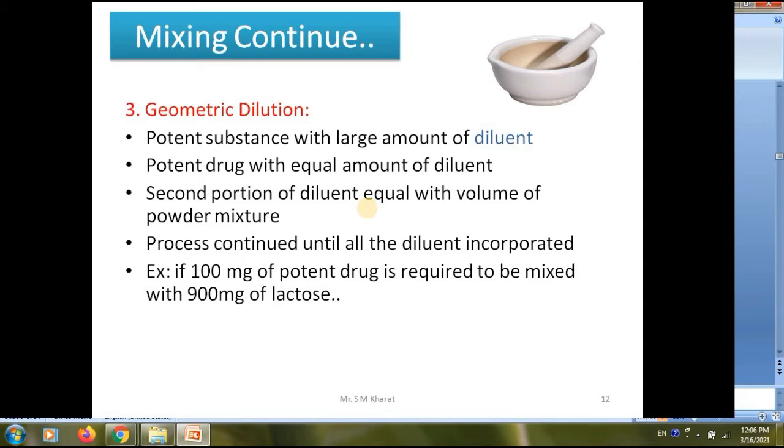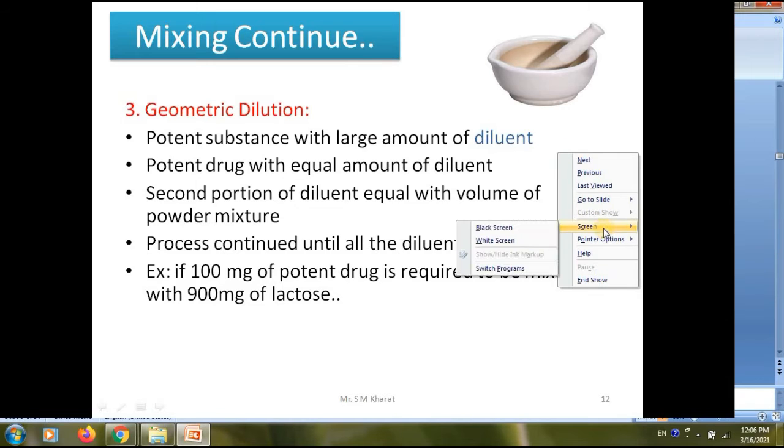So the potent substance is mixed with a large amount of diluent. Then the potent drug with an equal amount of diluent. So the second portion of diluent is equal to the volume of the powder mixture. The process continues until all the diluent is incorporated. So this is geometric dilution, but I think you don't understand what I have just told. I will explain a little bit more over here.